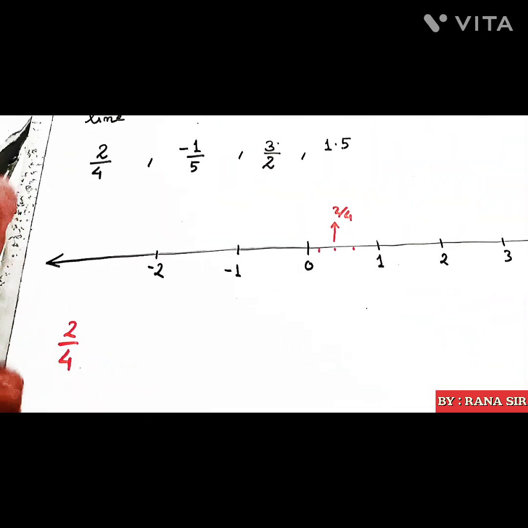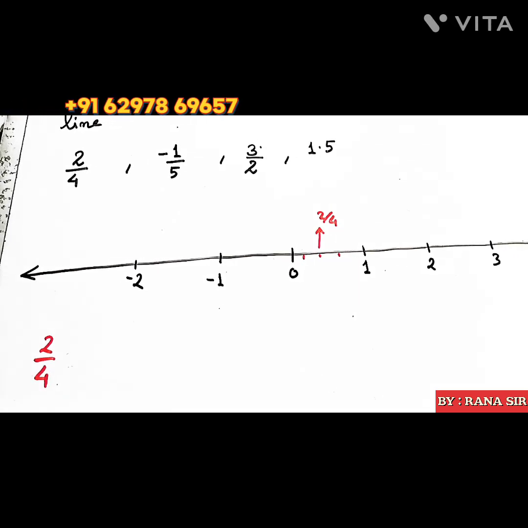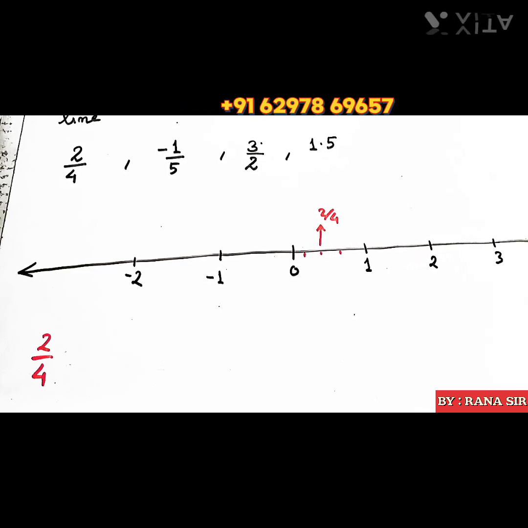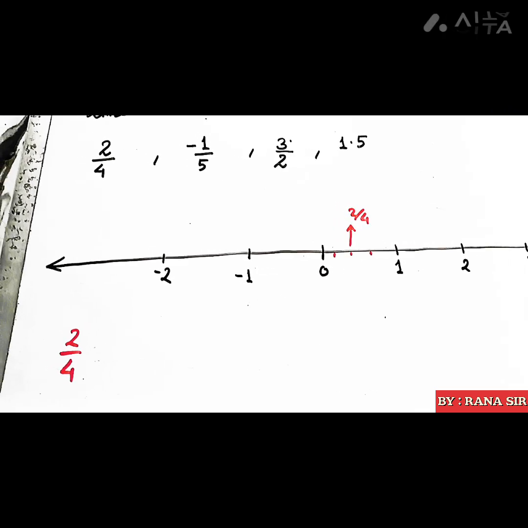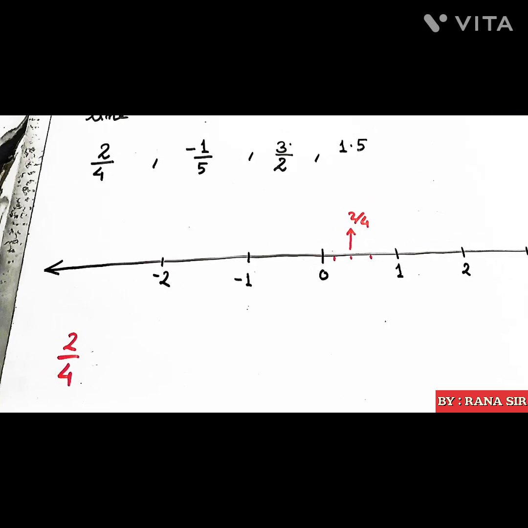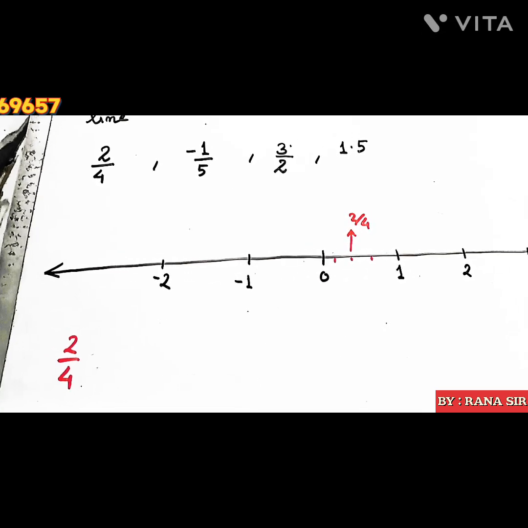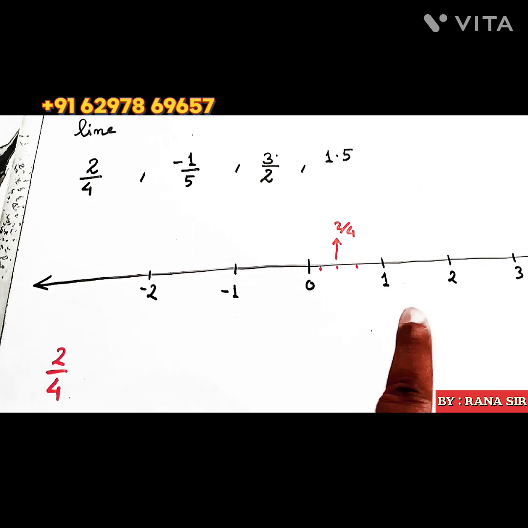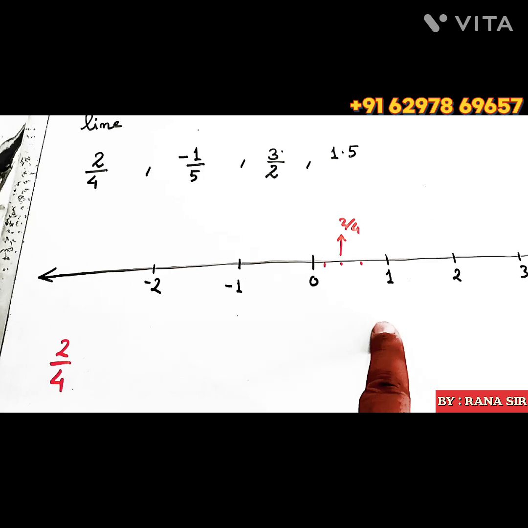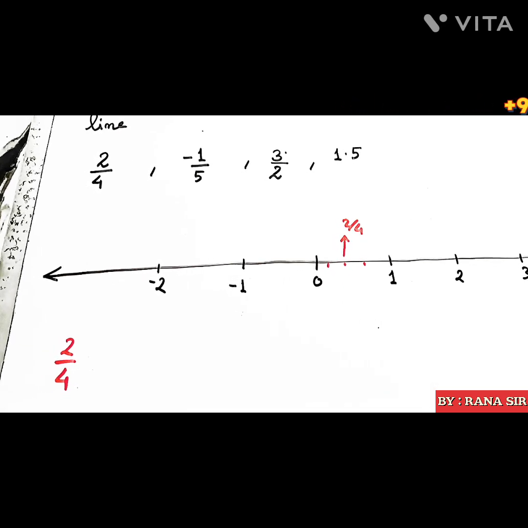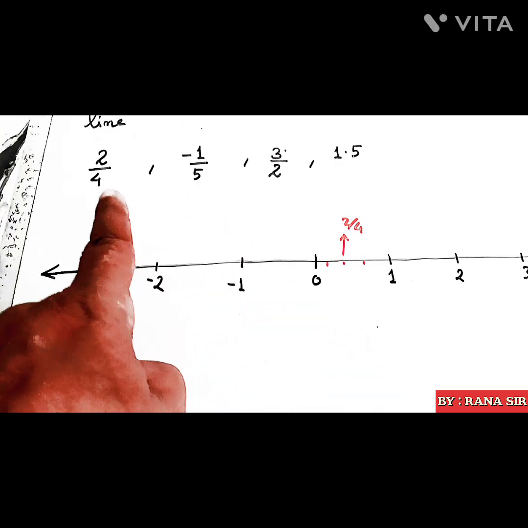So first is 2 by 4. 2 by 4 is a fraction. Means out of 4 parts, 2 is the part which is shaded or the part of the whole. So it is not even a whole, it is a fraction. So where does it lie? It lies between 0 and 1. 1 is a whole number and 0 is the beginning. So between these two integers, 0 and 1, the fraction 2 by 4 lies.